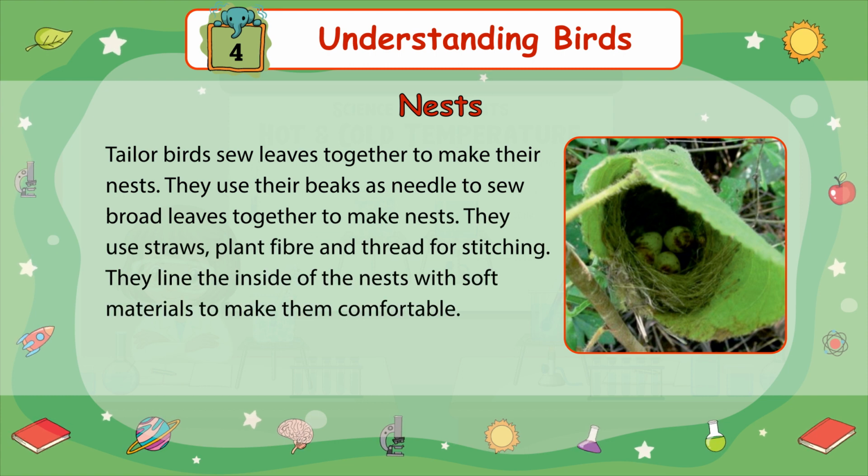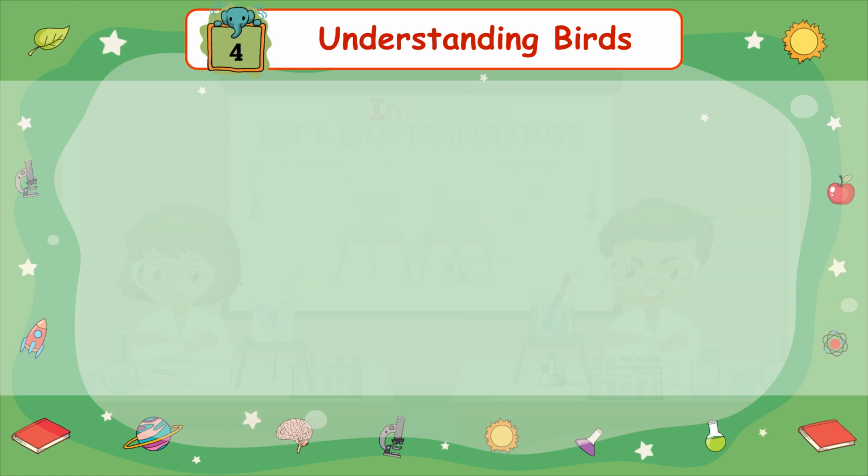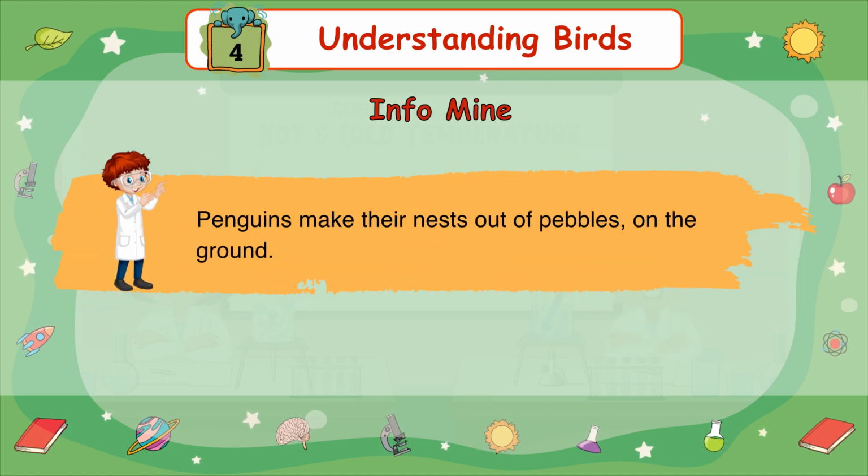Tailor birds sew leaves together to make their nests. They use their beaks as a needle to sew broad leaves together to make the nests. They use straws, plant fiber, and thread for stitching. They line the inside of the nests with soft materials to make them comfortable. Info mine. Penguins make their nests out of pebbles on the ground.